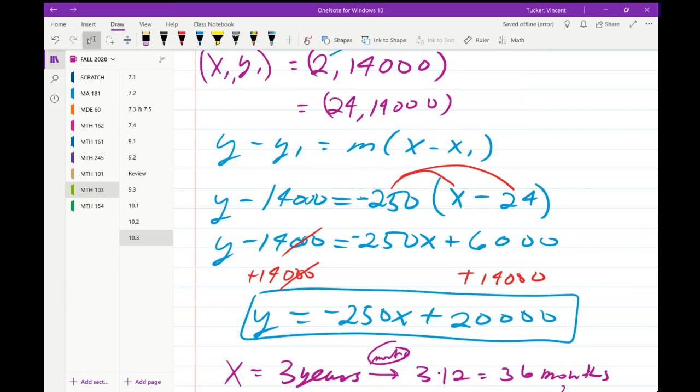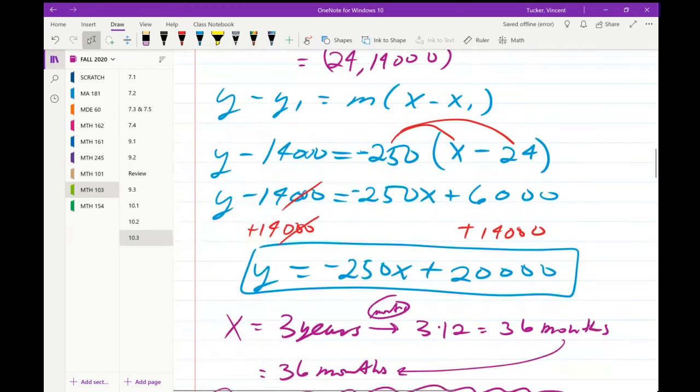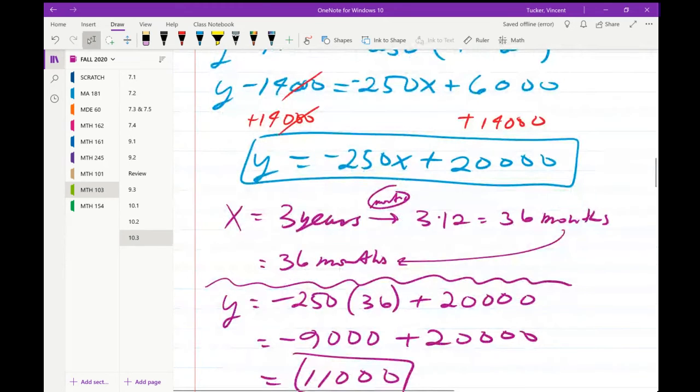All right. So to finish off the problem, they also asked us how much would the car be valued after 3 years. Once again, they gave it to us in years. So make sure you convert that years to months by multiplying the 3 by 12. So that would be 36 months. Plug the 36 in for x.